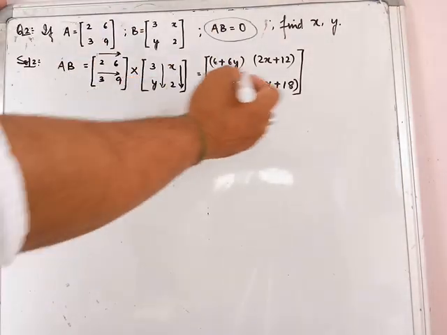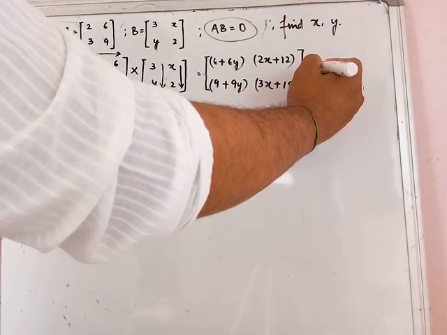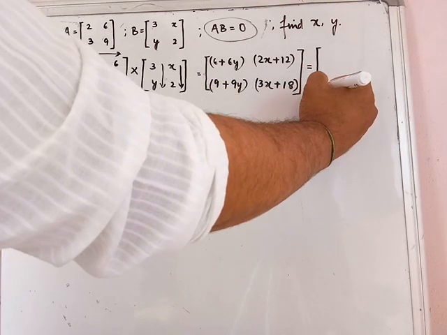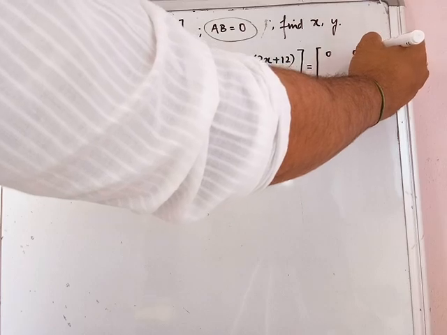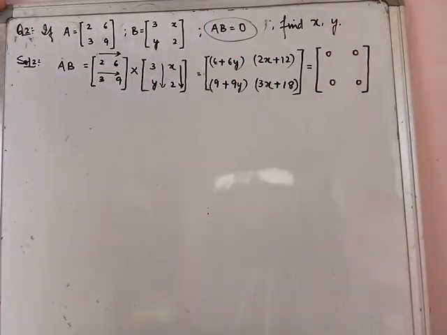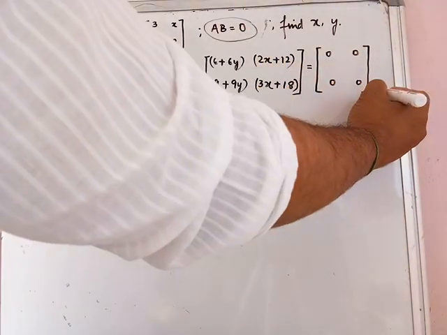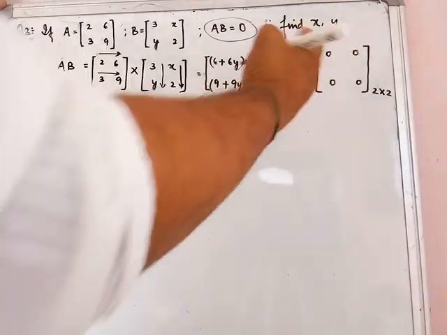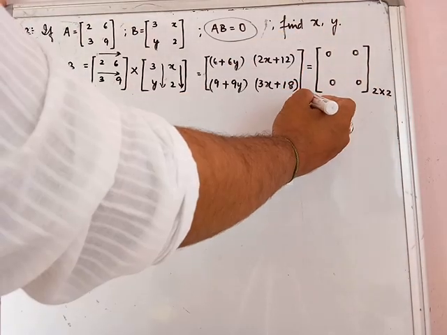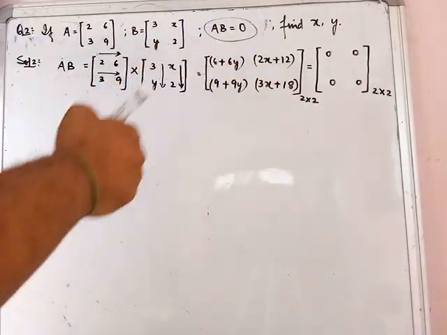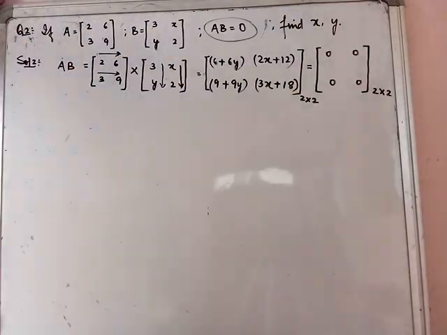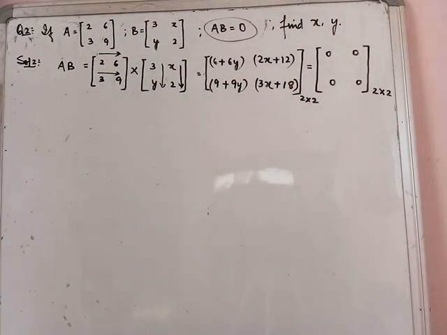And what is it going to be equal to? It is going to be equal to a null matrix 0 0 0 0, as you can see over here. So the reason why I have picked a 2 by 2 order matrix, null matrix, is because this matrix is also of the order 2 by 2. You can see 1 2 3 4, 2 rows 2 columns. Okay, so this is what we have. Clear?